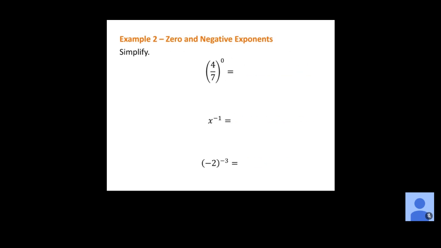All right, so if we take a look at this one now, 4/7 to the 0 power. Well, 4 over 7 is a real number, and we just said that any real number to the 0 power is equal to 1. So this right here is just going to be 1.